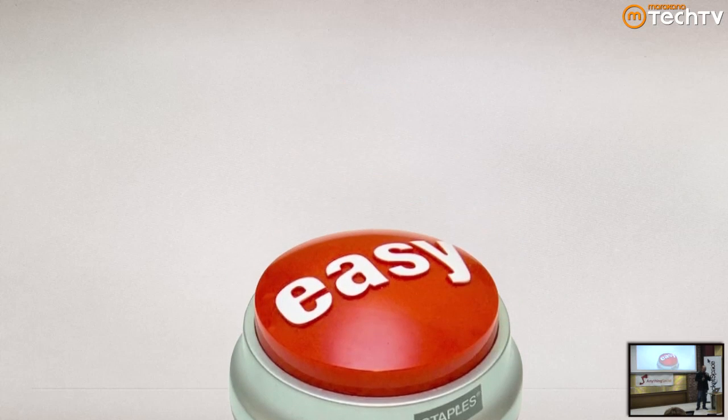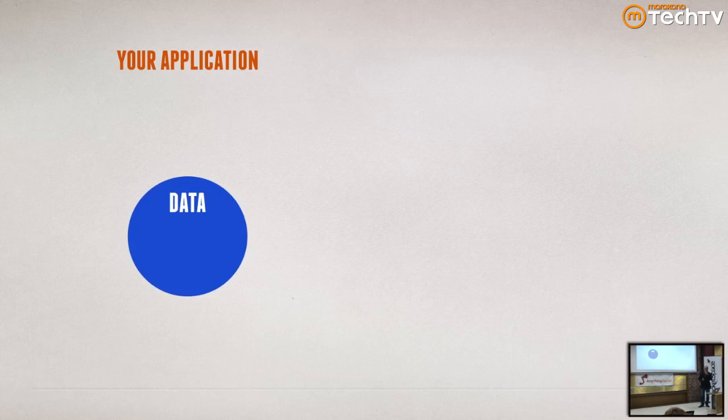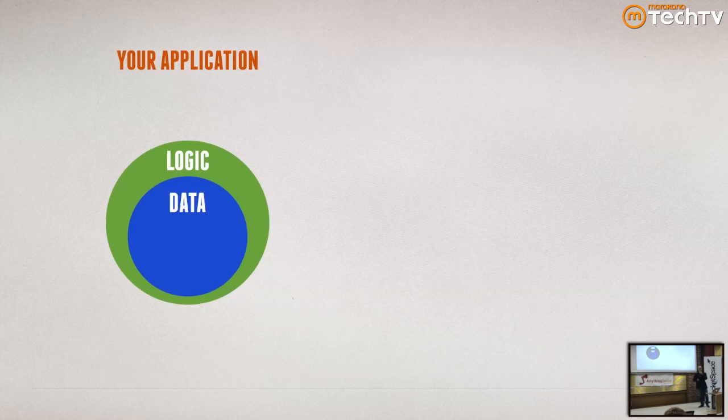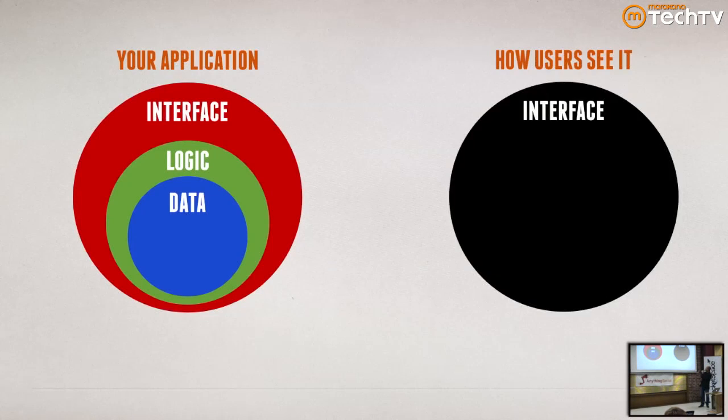So why do I say that? Your application is actually, we have data, around it we have some logic, and we have an interface, right? Well, how a user sees it is they see an interface, and Jef Raskin, who kind of invented the Apple Macintosh, the Macintosh project, said that as far as the user is concerned, the interface is the product, right?